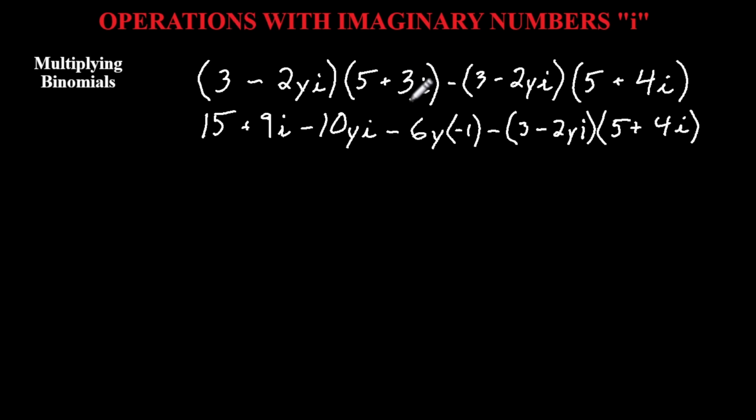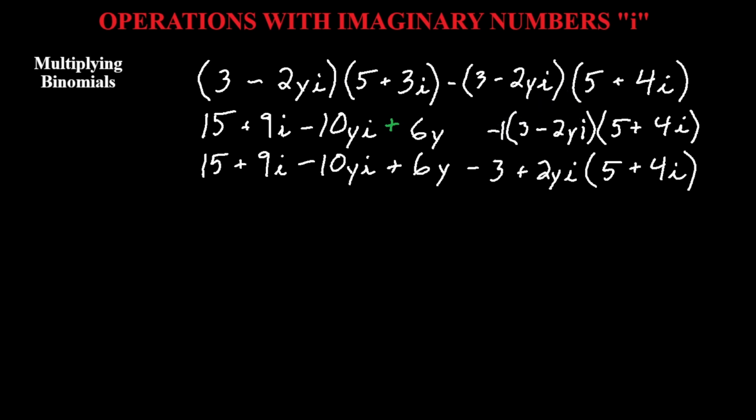Now in this term over here, I have minus 6y times minus 1. That turns it into plus 6y. So I'll bring the first part down, then I'll simplify the second. In simplifying the second part, I want to distribute this minus 1 to the first binomial. So I get minus 3 plus 2yi. And then I want to multiply the minus 3 plus 2yi times 5 plus 4i.